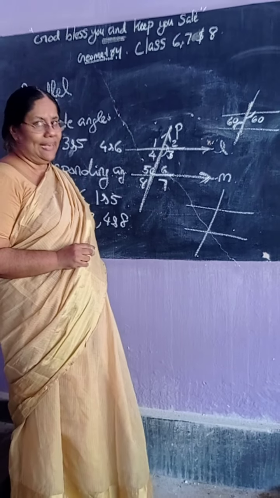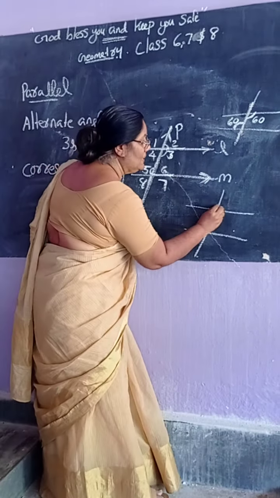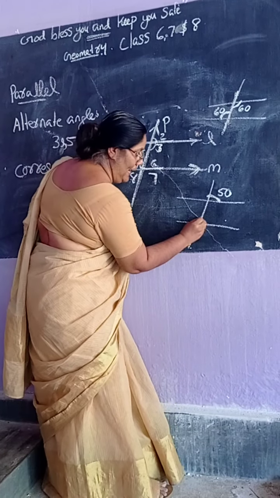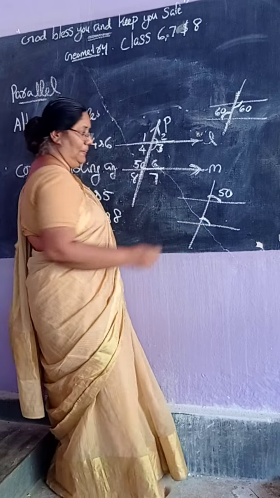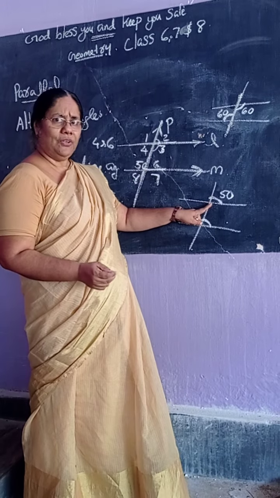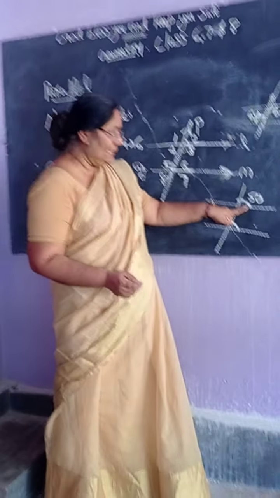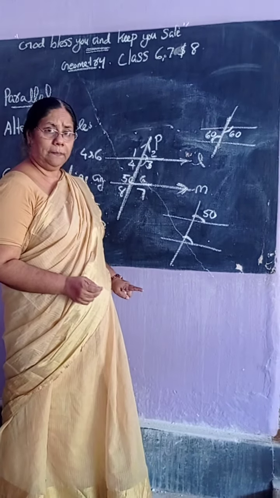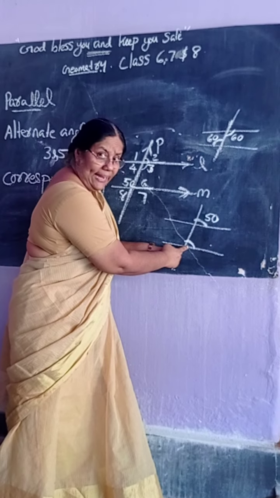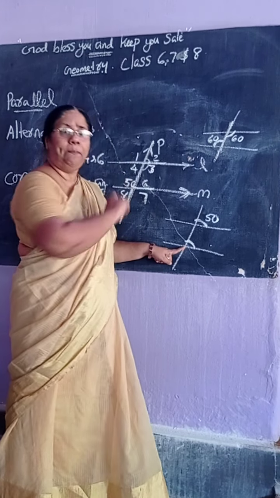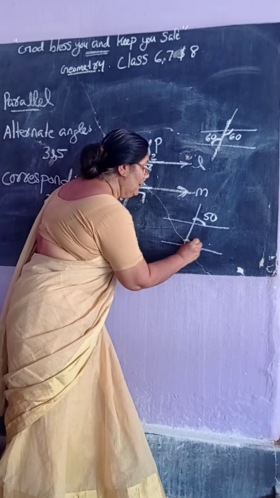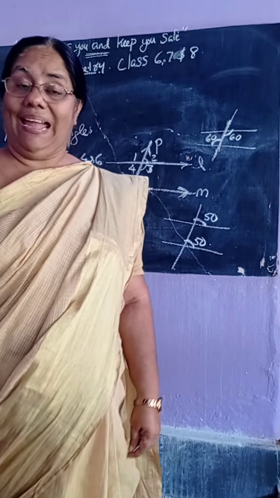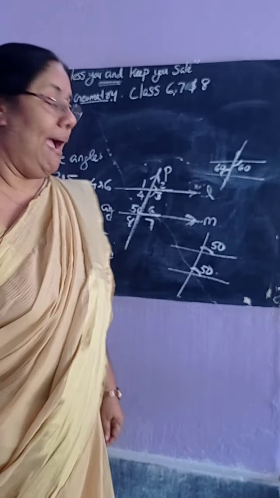Two parallel lines and a transversal. Suppose this angle is 50. Then can you say what is this angle? Look here, look at the board. This is an angle just above the first parallel line, and this is also an angle just above the second parallel line. Therefore, this is also 50. What is the reason? They are corresponding angles.